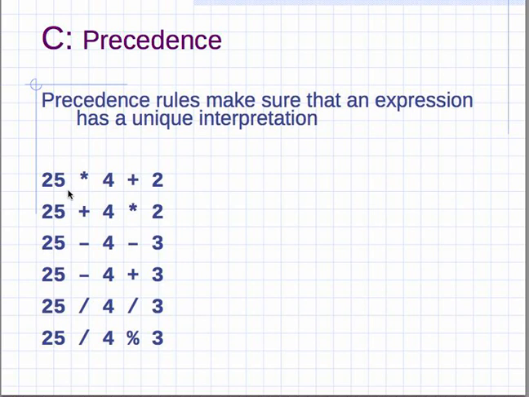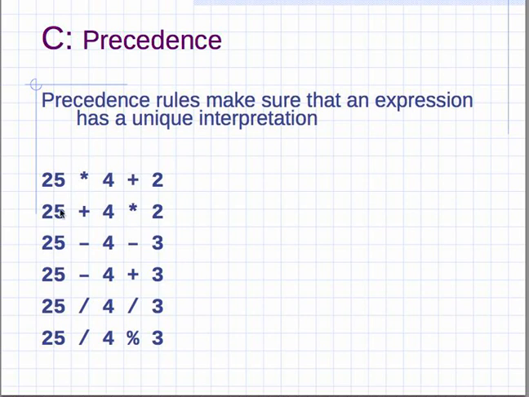So then you have to figure out, well, is an expression like this referring to the result 150, or does it refer to 102? It turns out that almost every programming language that we will run into will use the former. That is, you do the multiplication first, followed by the addition. And that's not just because of the order.